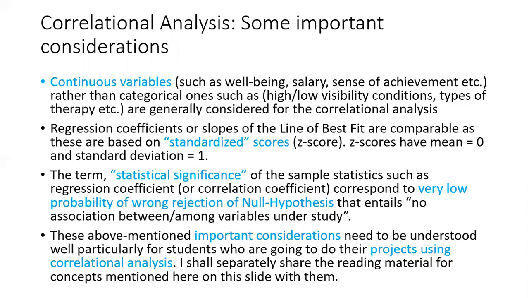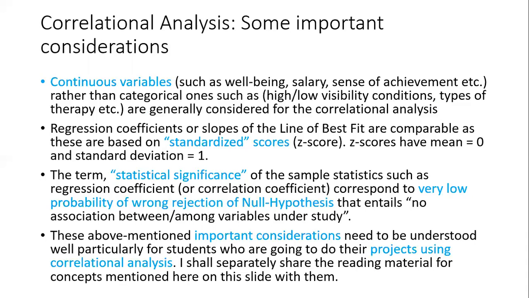Rather than categorical variables, we utilize the continuous variables in the correlational research, generally speaking. Okay, so regression coefficients or slopes of the line of best fit are comparable, as these are based on standardized scores. So all those line of best fit equations or prediction line equations that we got were actually based on standardized scores into which the raw scores of the data on various variables were converted first, Z scores, which have the mean of 0 and standard deviation of 1. That's why the regression coefficients could be comparable.